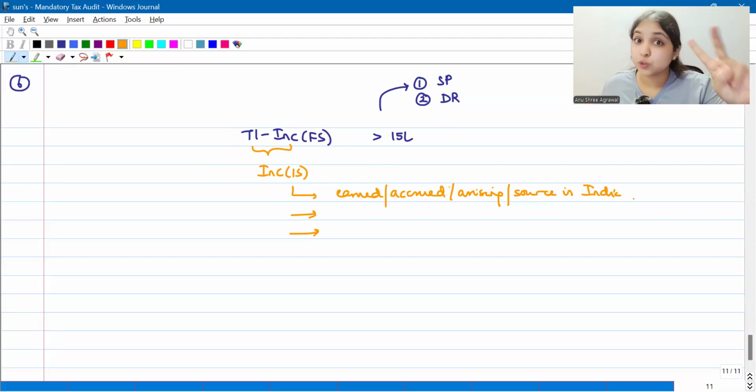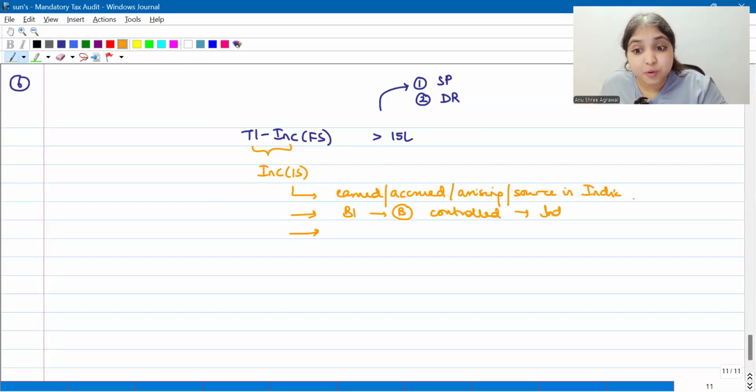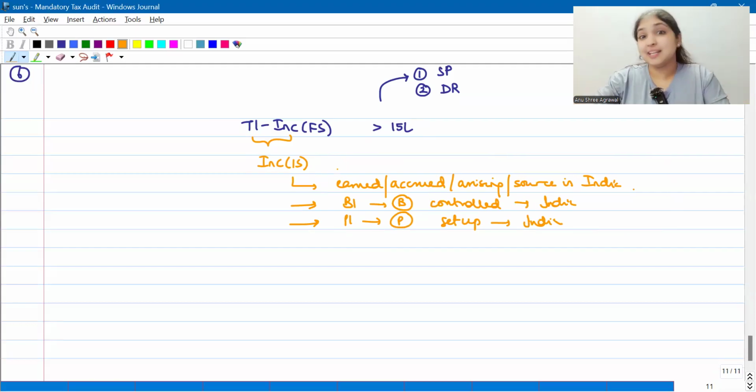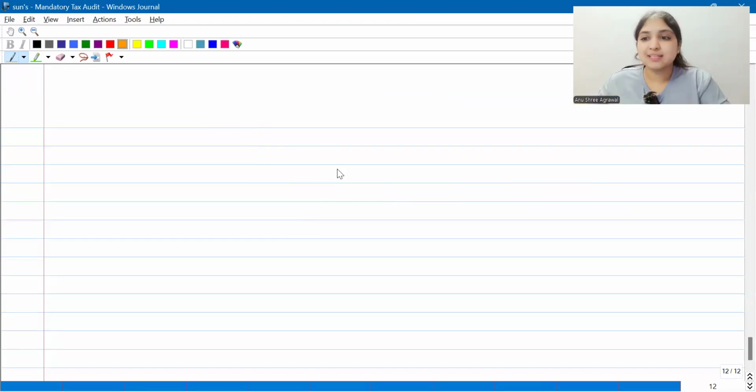Okay, what are the 3 things? This is the first thing I've already told you. Second thing, any business income from a business which is controlled from India, or any professional income from a profession which is set up in India. Understanding. So generally income from Indian source means an income which is earned in India, but only for the purpose of this 15 lakh calculation alone, income from Indian source will also include business incomes from businesses controlled in India and professional incomes from professions set up in India. Remember this one point. This is a main key point in this question. All right. With this in your mind, now let's start reading the question.